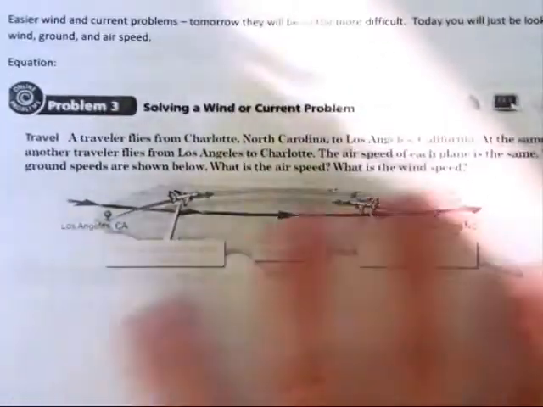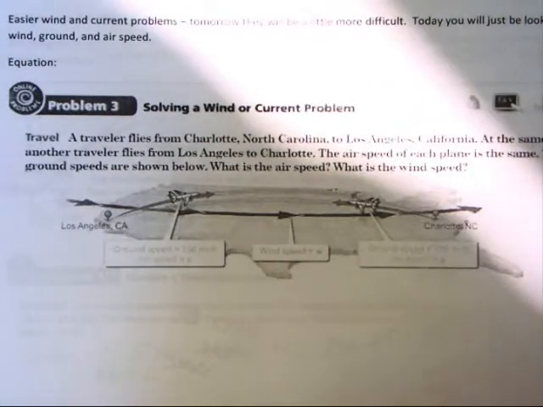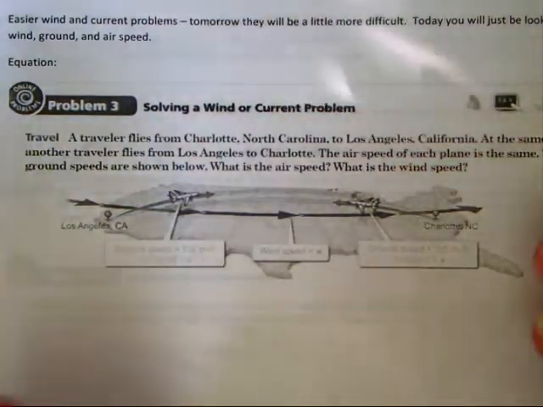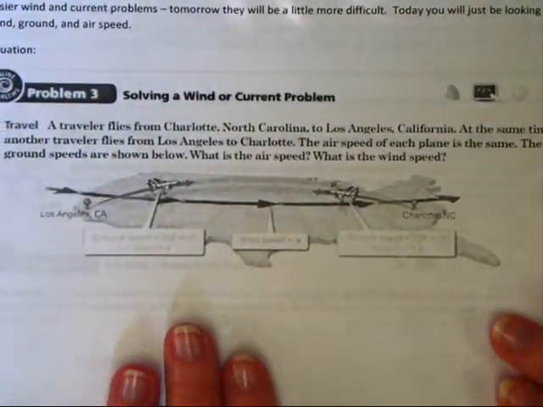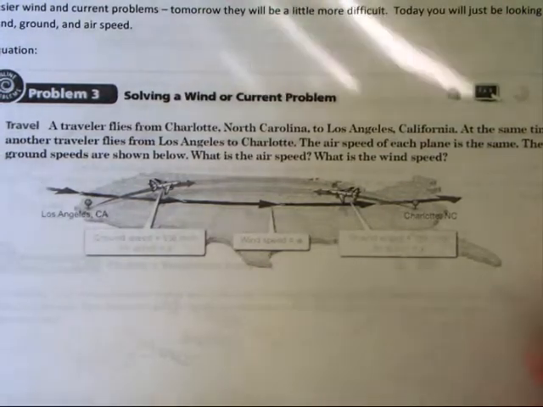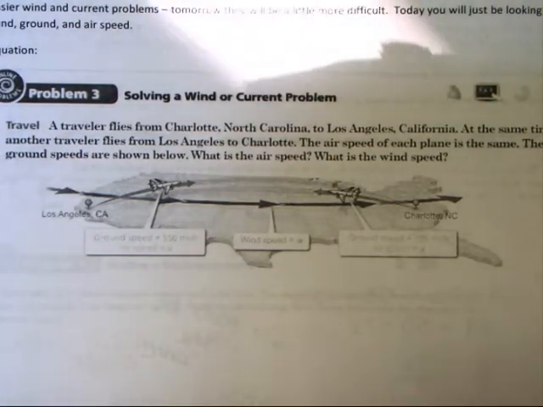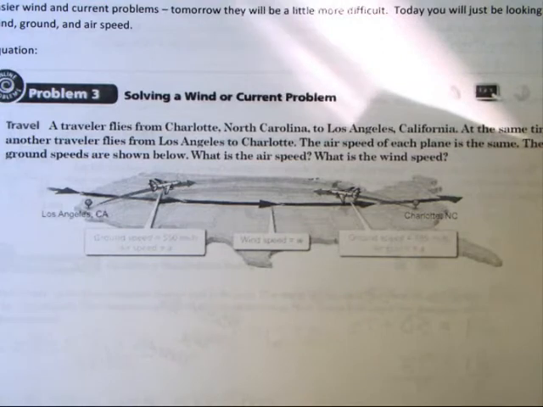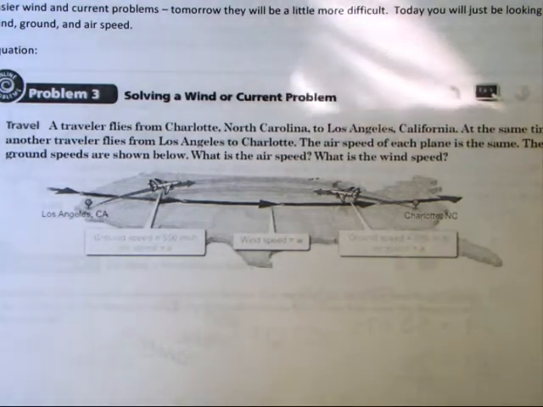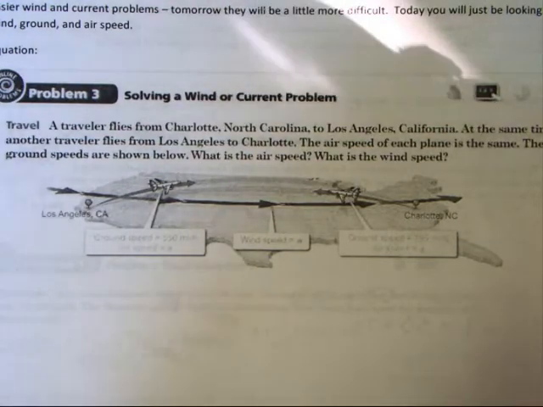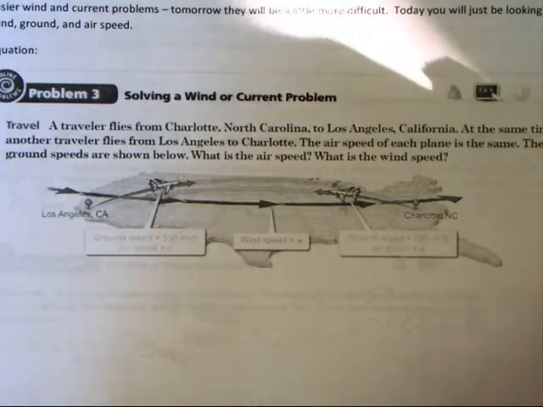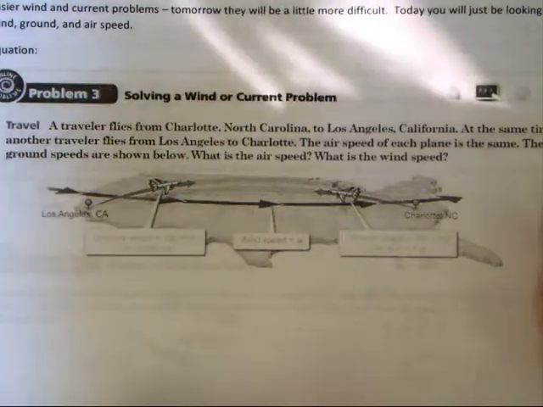We only have one more page, and this page deals with wind and current. These today are easier wind and current problems. Oh wow, that is very hard for you to read, sorry. Tomorrow I'm going to show you wind and current problems that are more difficult, okay? But today we're just going to look at wind, ground, and airspeed. That's all for today.